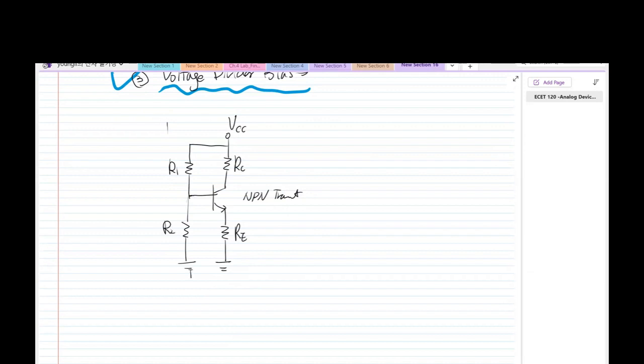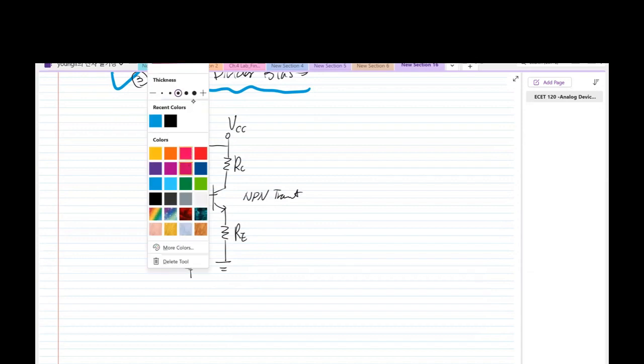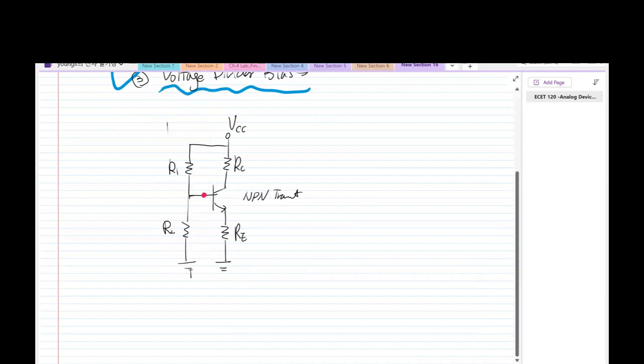Okay. So now, right there, that point is B. That point is E. And that point is C. So one more time, in the voltage divider, C is the collector, B is the base, E is the emitter. Okay. Any questions so far? No. All right.